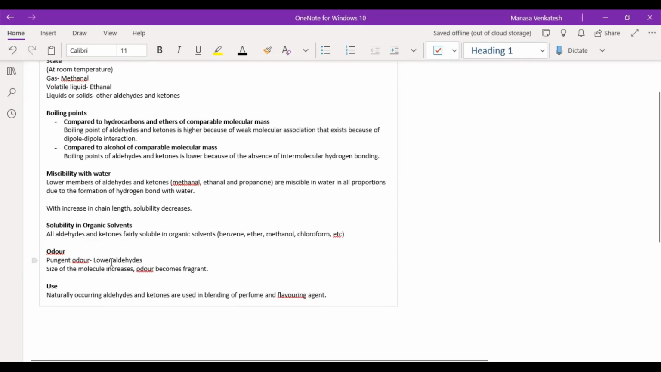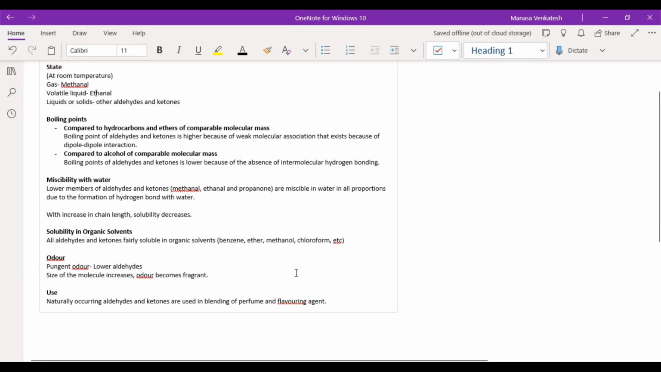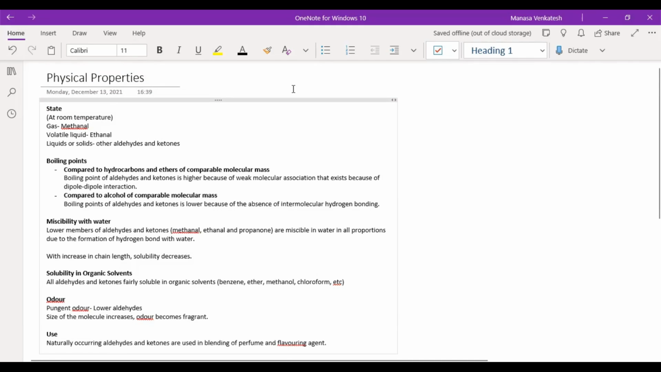Odor, pungent odor for lower aldehydes. And when the size of the molecule increases, the odor actually becomes fragrant. For example, vanillin is one of the most common aldehydes. It's one of the most common flavors that we know in our daily lives, and that is actually a carbonyl compound. So naturally occurring aldehydes and ketones are used for perfumes as well as flavoring agents. With that, we're done with the physical properties of carbonyl compounds.